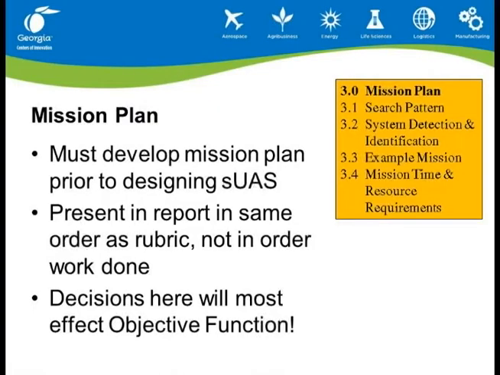The mission plan. This is actually header number 3 in the report, but it's actually the first thing you need to do from a technical decision-making point of view, because you must develop a mission plan prior to designing the system and the UAVs themselves. So you do this in this order, but you present it in your report in the same order as the rubric, after the system's design. And most of the decisions you make here in the mission plan will have the most effect on the objective function.